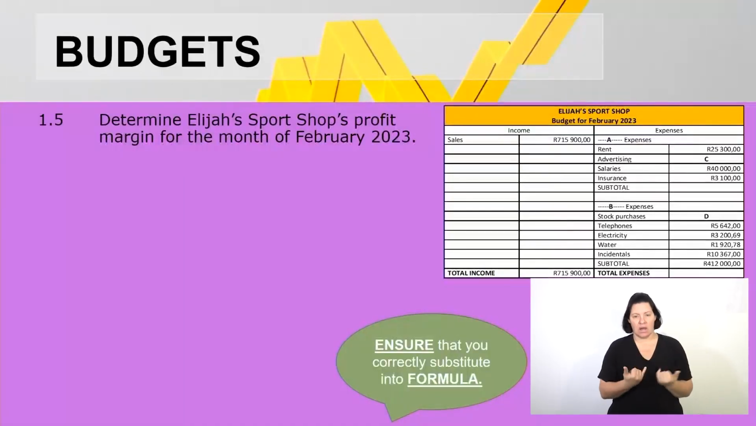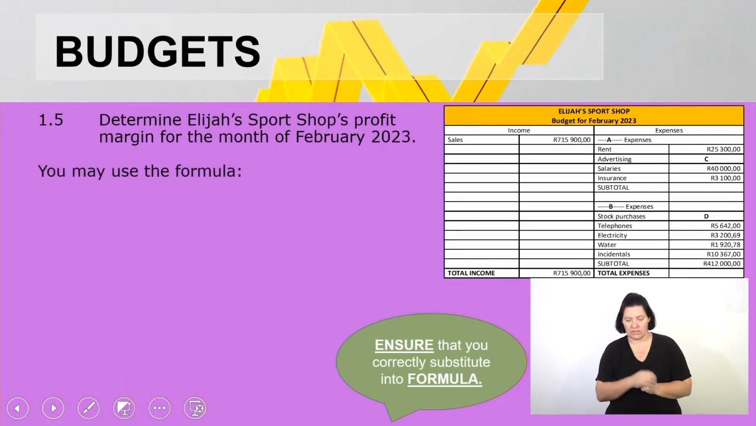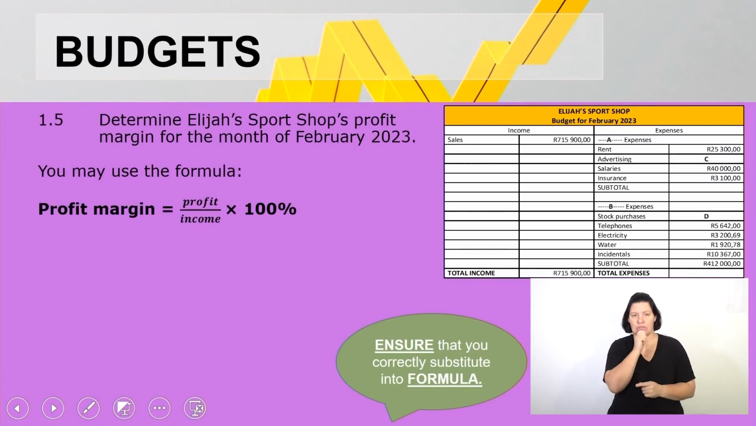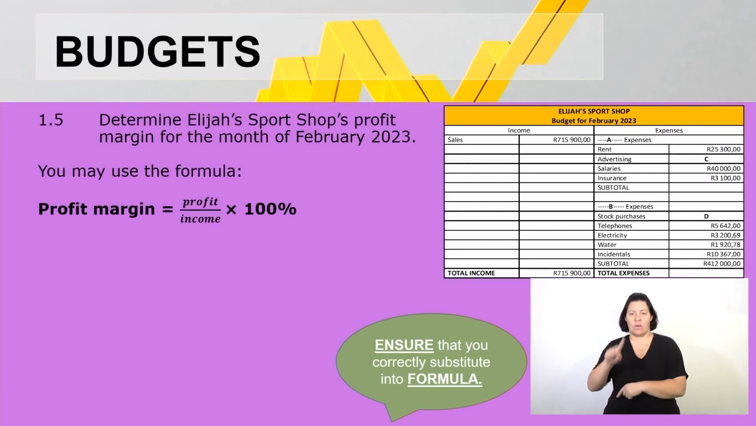I'm now at question 1.5, where we ask: determine Elijah Sport Shop's profit margin for the month of February 2023. I also indicated here that you must ensure that you correctly substitute into a formula. Remember earlier on I indicated that there's a formula that we use. Here I'm saying you may use the following formula: profit margin equals your profit divided by your income multiplied by 100%. Right, so let's quickly go and substitute.